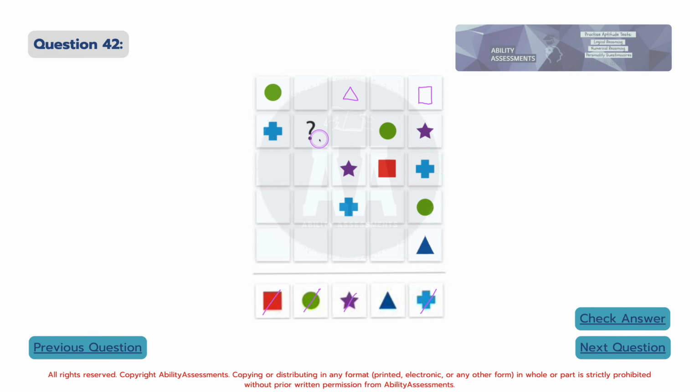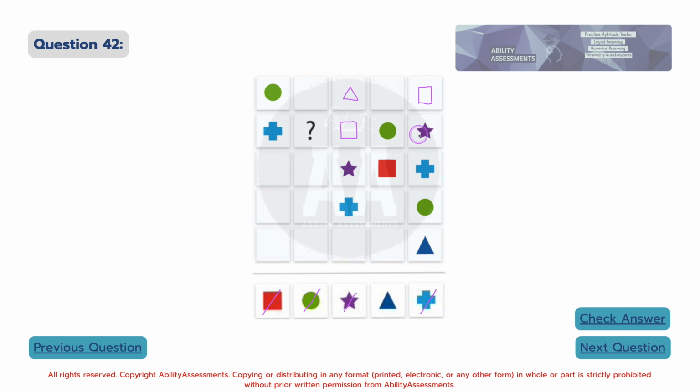And if you remember from the beginning, these two could either be a triangle or a square. So one of these is a triangle and one of them is the square. But since we already have a triangle in this column, this means that this cannot be a triangle. So it must be the only other option, which is the square.